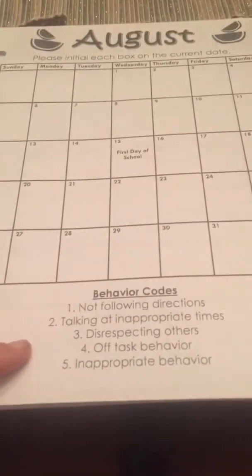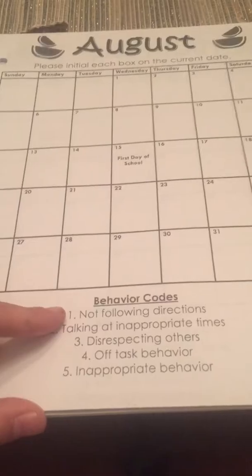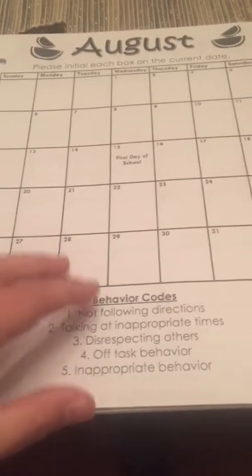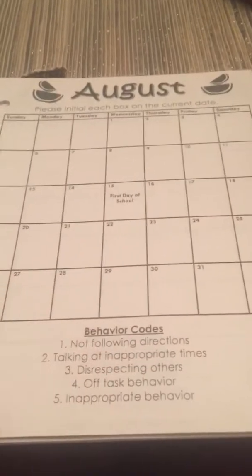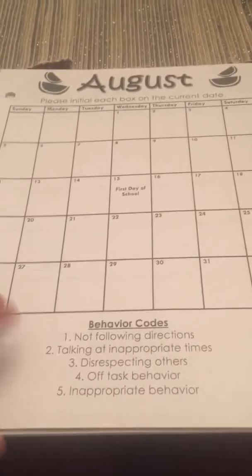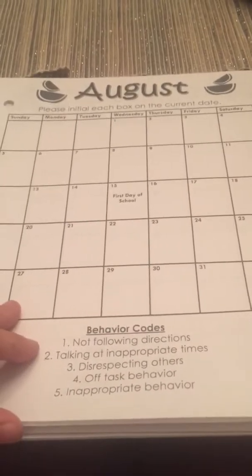Of course, you have the behavior thing. The behavior codes are on the bottom. So when your child gets a number, reference this to see what they were doing and then ask them what they did to deserve the number and what they're going to do better tomorrow to make sure that the number doesn't happen again.